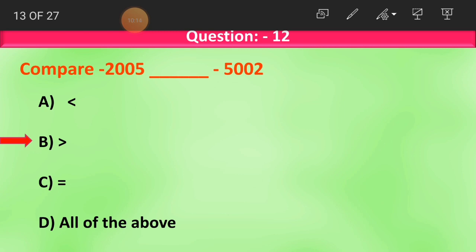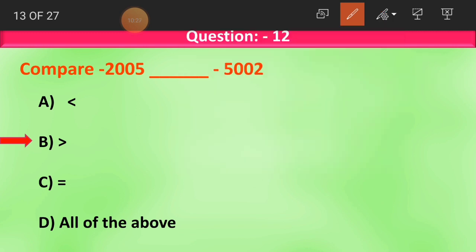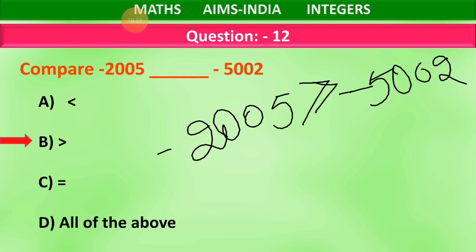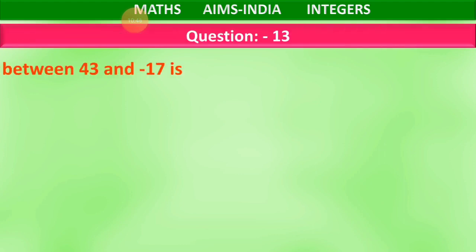As I said, the case of negative integers is the reverse of positive integers. In the case of positive integers, 2005 is less than 5002, right? But when it comes to negative integers, minus 2005 becomes greater than minus 5002. See, the symbol will get reversed. 2005 will become the bigger number and 5002 will become the smaller number. Next is question number 13.